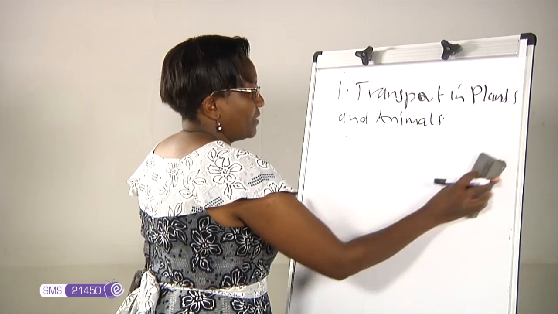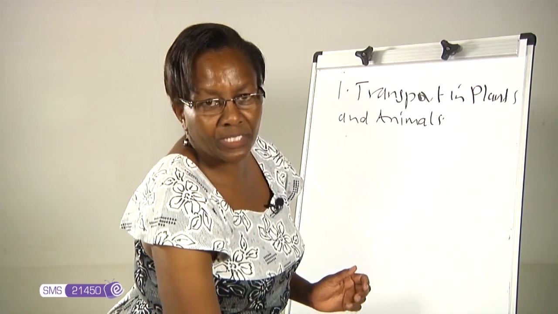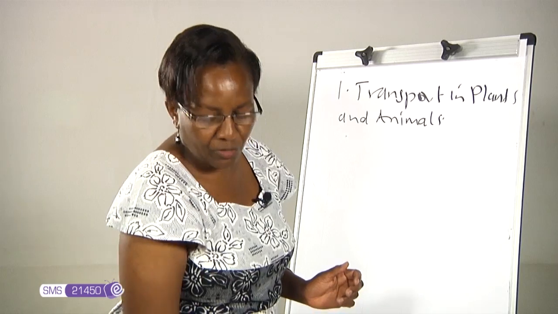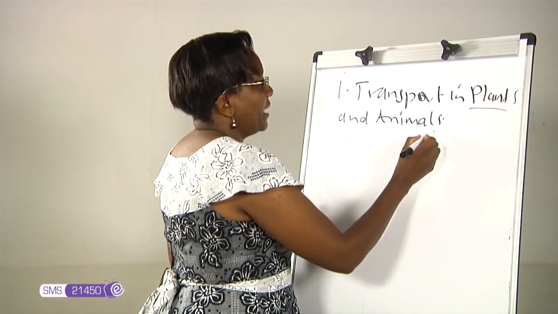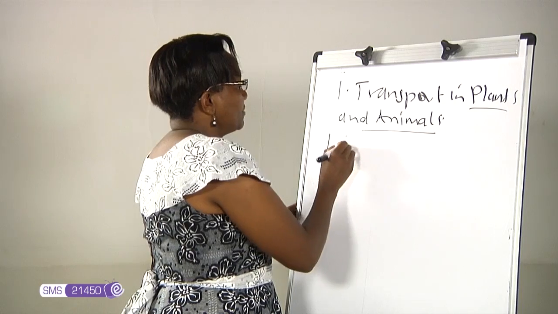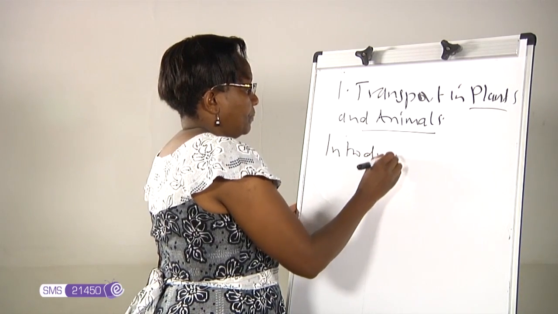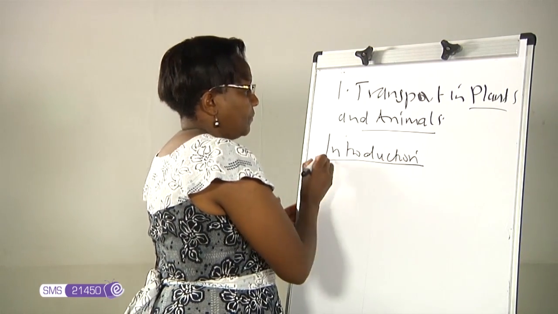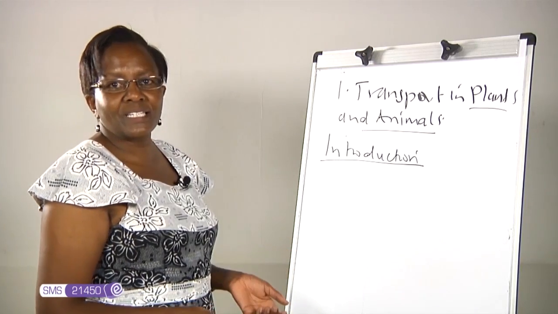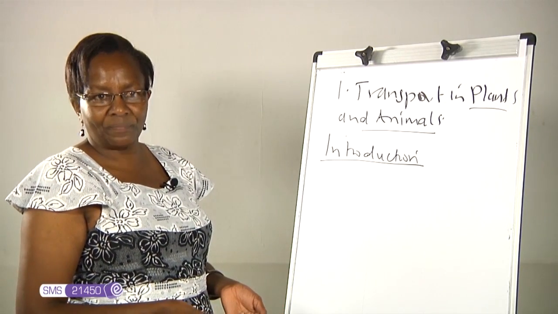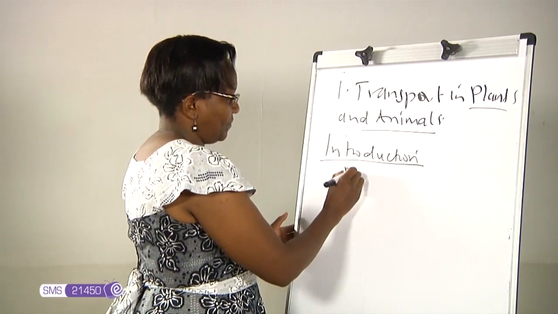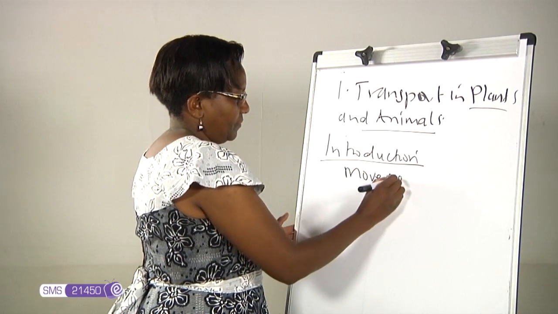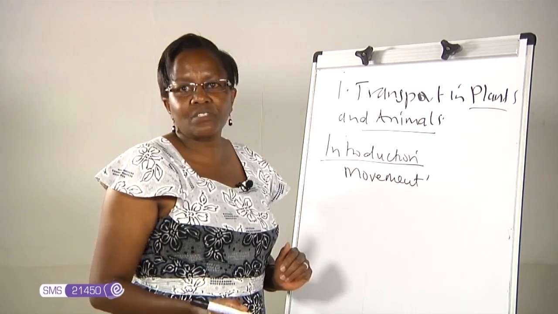So we start with the first topic, transport in plants and animals. You note that it is a broad topic because it is covering both plants and animals. But we'll start with the introduction. I believe that you know the meaning of transport. Transport involves movement from one place to the other.